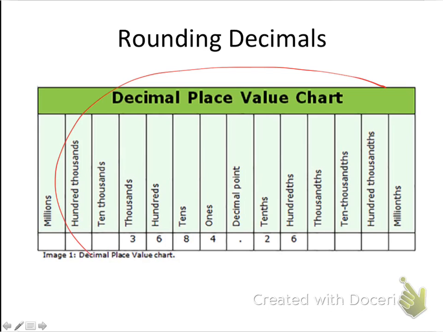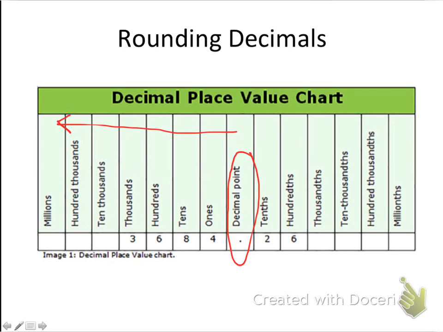So here I have a decimal place value chart. You can see the decimal point is in the middle of the chart. To the left of my decimal point, the first place value is ones. Then we have tens, hundreds, thousands, 10,000s, 100,000s, and millions. As we go to the left, we are talking about numbers on the whole number side. Now, if we go the other way, to the right, we are talking about the numbers after the decimal.